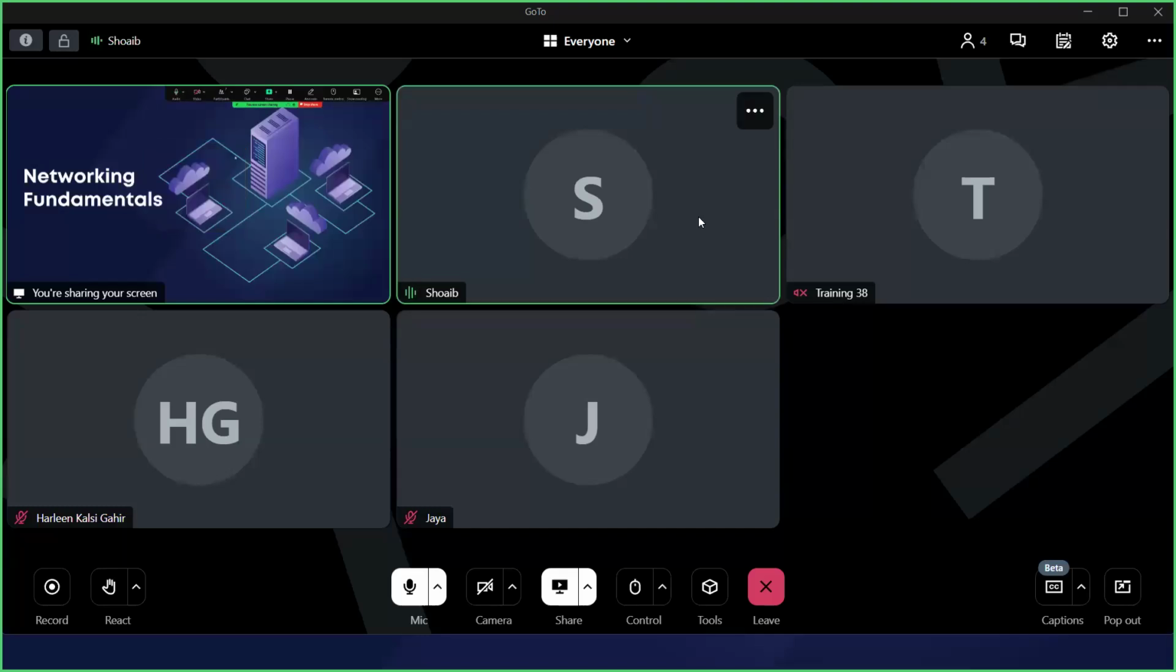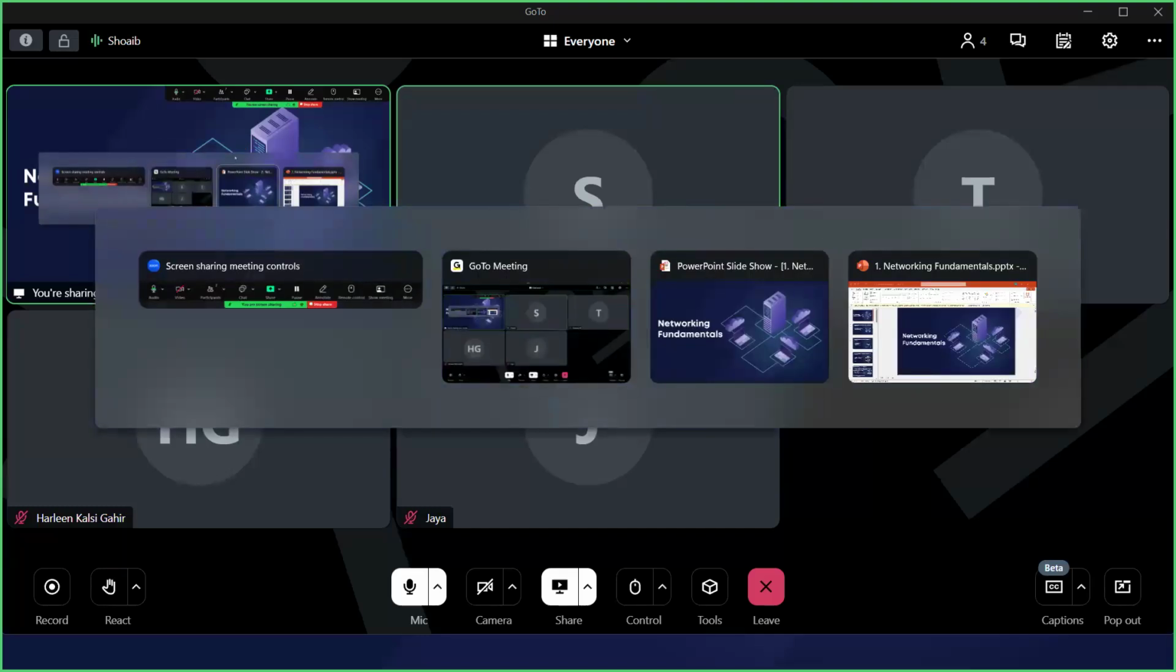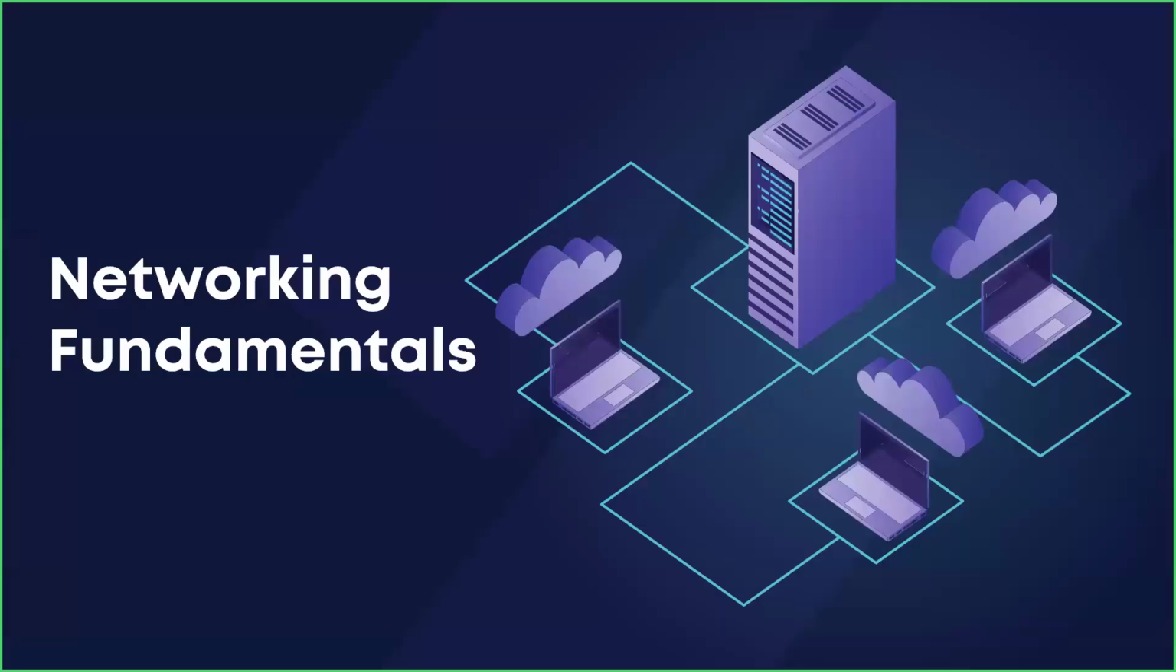So as discussed in the last session, today we'll be going with the first concept, networking fundamentals. This is one of the most important prerequisites for cybersecurity. For people who want to understand cybersecurity well, you need to know how devices communicate with each other and what some important protocols are that are used by these devices to send or receive data.